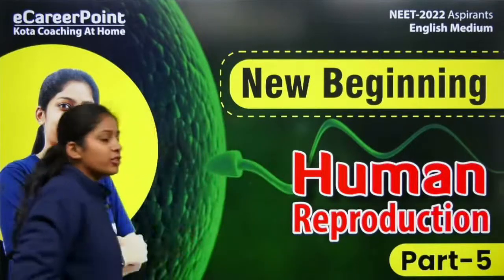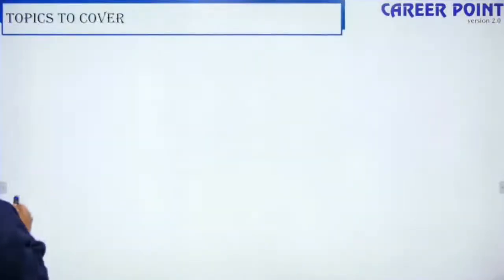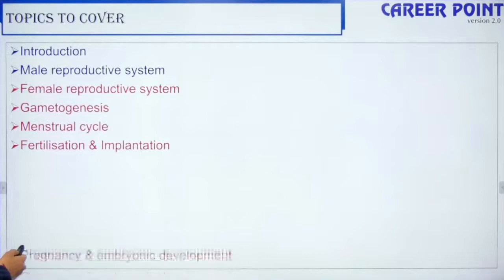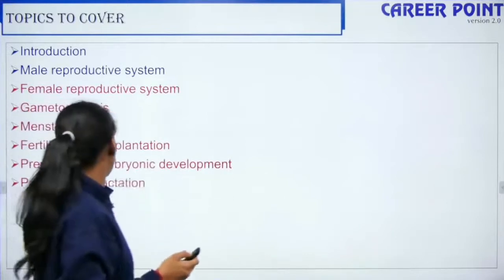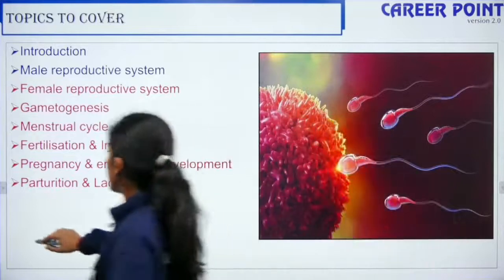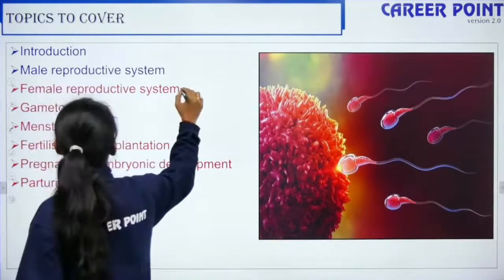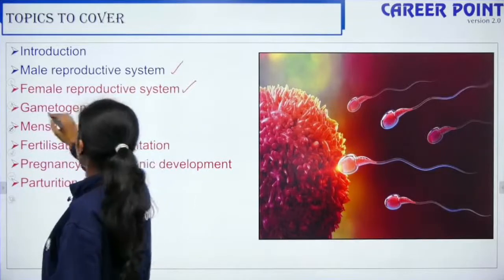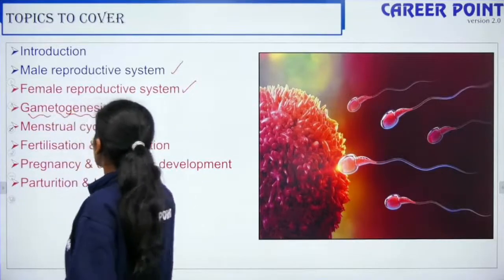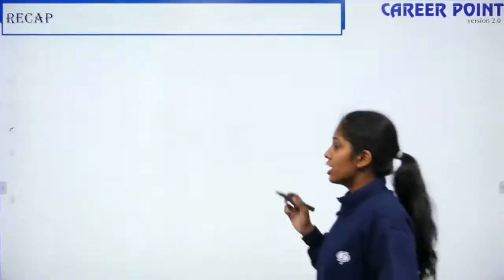All right, let's move forward. So human reproduction part 5. I've already told you how many stages you have in human reproduction. We are actually done with your female reproductive system as well. So today we are going to talk about the process of gametogenesis, the process by which gametes are formed. Right? So let's move forward.